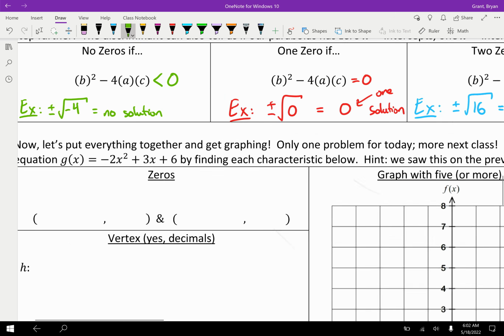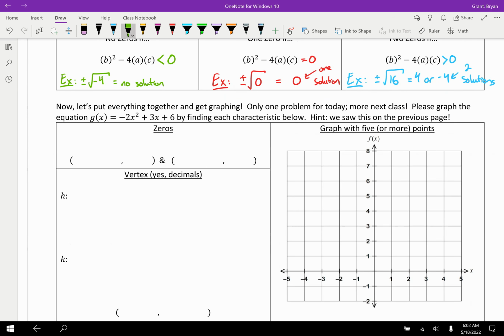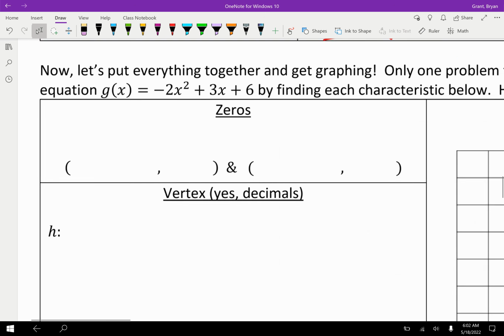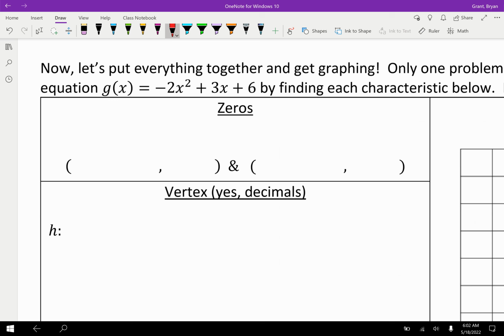All right, let's finish off class today with one graphing problem. We want to make sure we can put everything together and circle back to graphing. That's going to be a main focus for the next couple days. We're going to graph the equation g of x equals negative 2x squared plus 3x plus 6 by finding each piece down below. Well, the first one we're going to find is the zeros, and we know by now to find the zeros we set 0 equal to our equation.